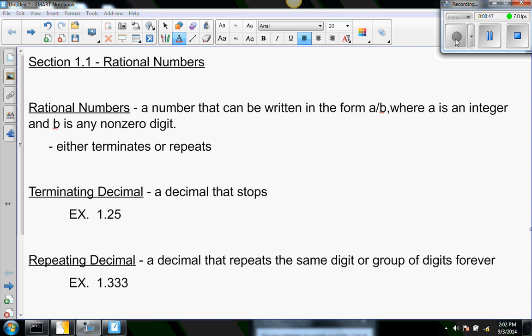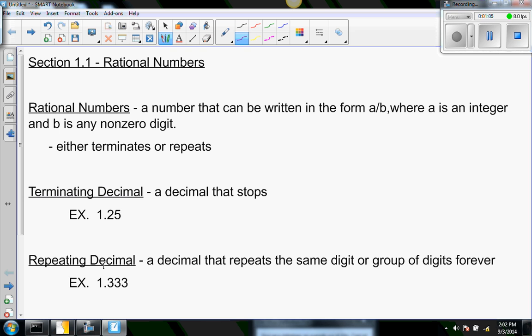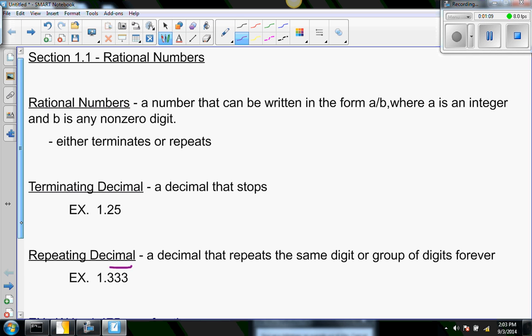Terminating decimals are decimals that stop or come out even. My example is 1.25. It ends right there. It's done. A repeating decimal is a decimal that repeats the same digit or group of digits forever. My example is 1.333, on and on forever threes. Normally, when you show a repeating decimal, you put the repetend bar above it, like that.